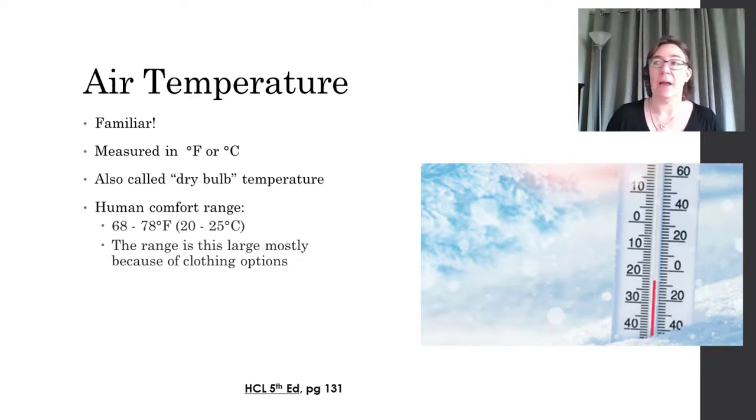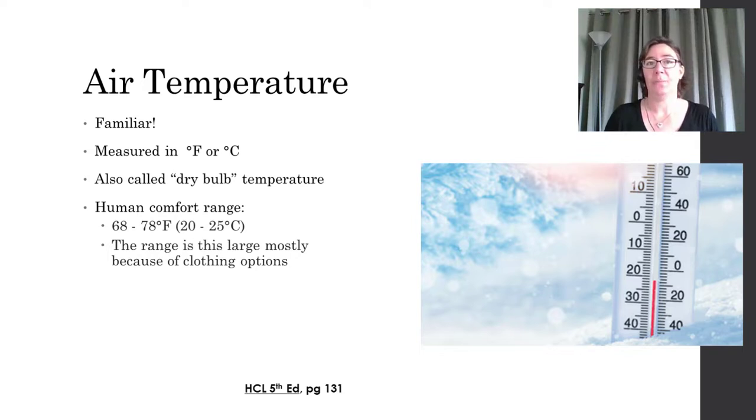So if you see any records that say this is the dry bulb temperature, what they mean is the generic or general air temperature. Your human comfort range is going to be roughly 68 to 78 degrees Fahrenheit, which is 20 to 25 degrees Celsius. It is a wide range, and that range is that large usually because people adjust their clothing to be comfortable within that range.